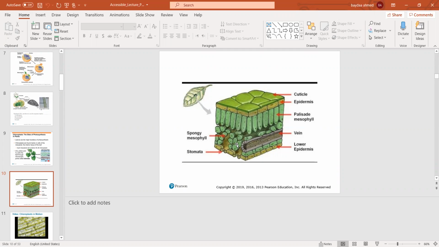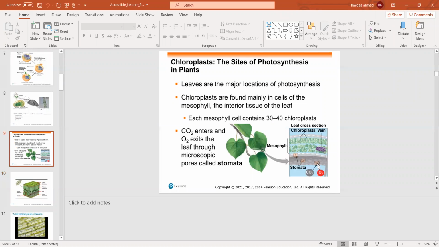Carbon dioxide enters the leaf, and oxygen exits, by way of microscopic pores called stomata. Stomata is from the Greek word for mouth. Water absorbed by the roots is delivered to leaves in veins, and leaves also use the veins to export sugars to roots and other non-photosynthetic parts of the plant. A typical mesophyll cell contains about 30 to 40 chloroplasts.